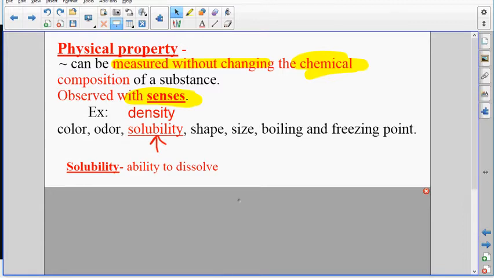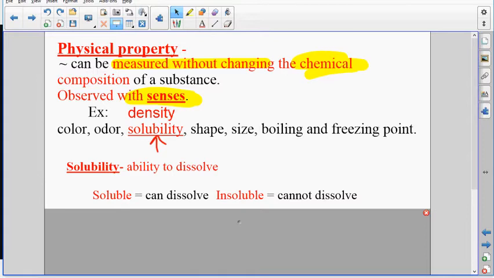Those of you at home, I've poured salt into this little container of water. I'm mixing it around. So solubility is something's ability to dissolve. A couple other little terms. If it's soluble, that means it can dissolve. If it's insoluble, that means it can't dissolve. So we say that salt is soluble in water because you can dissolve salt in water.